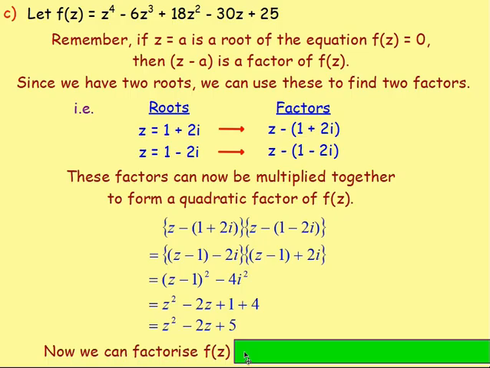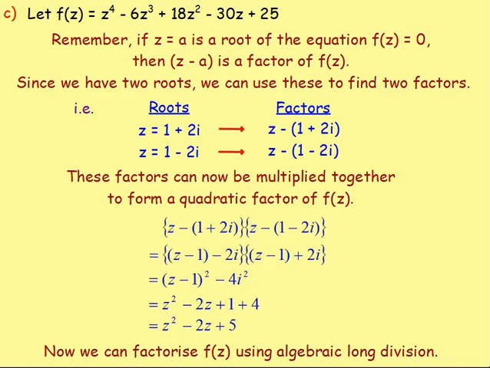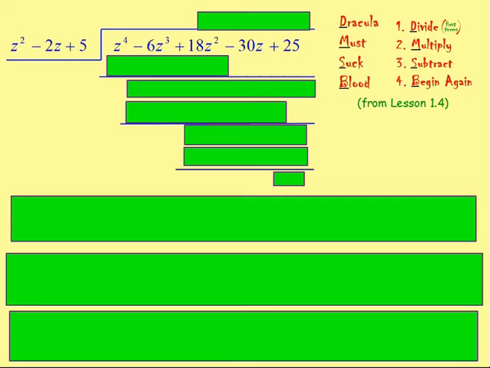To divide it, you would use algebraic long division. So take the z to the power of 4 take away 6z cubed add 18z squared take away 30z plus 25, and divide it by that larger quadratic factor that we found. Just think back to lesson 1.4 when we learned about algebraic long division. Remember, I always think about Dracula must suck blood. The D stands for divide, M is for multiply, S is for subtract, and B is for begin again.